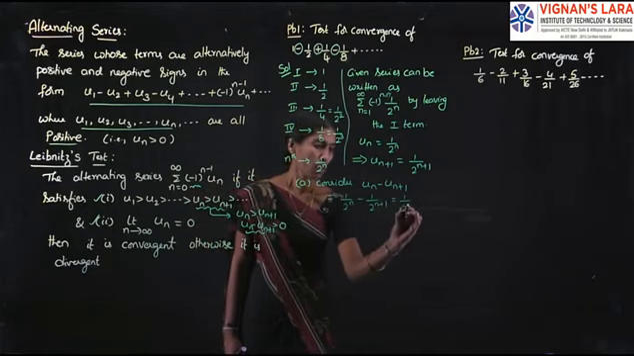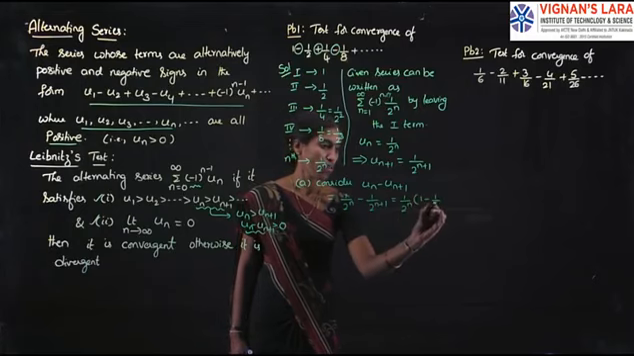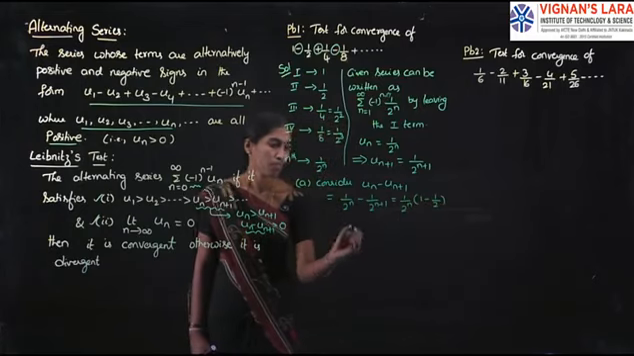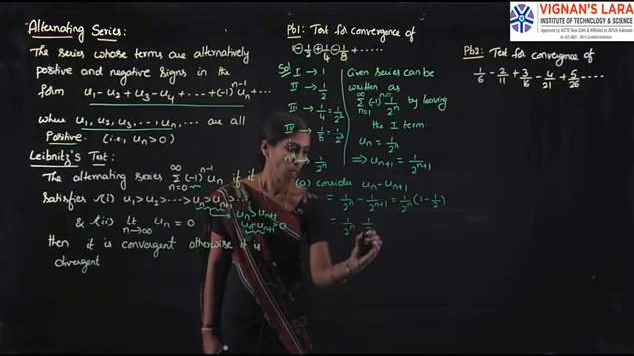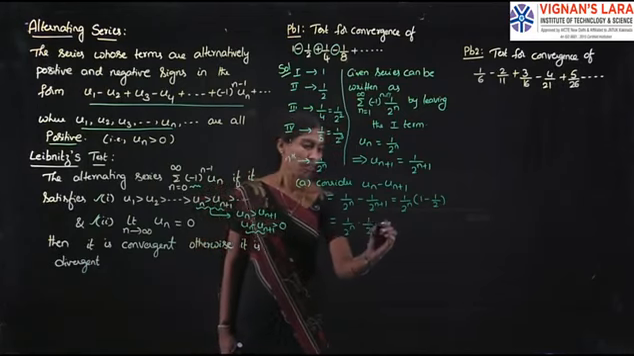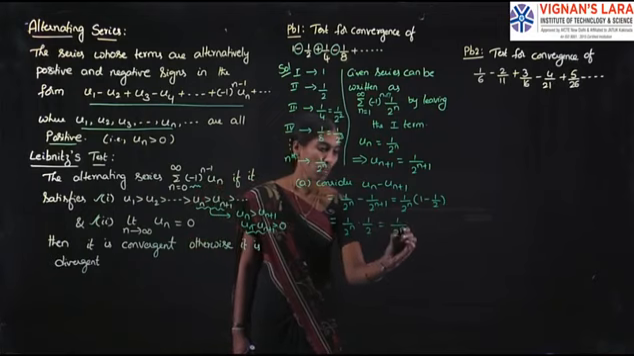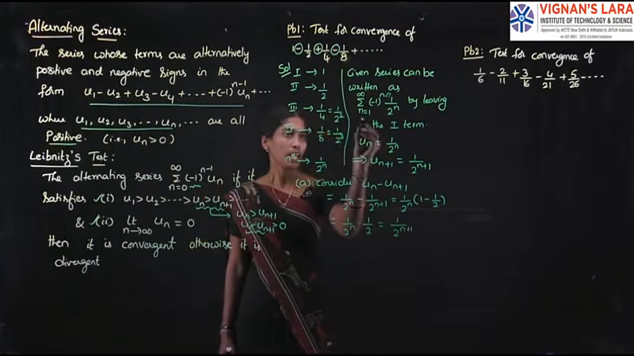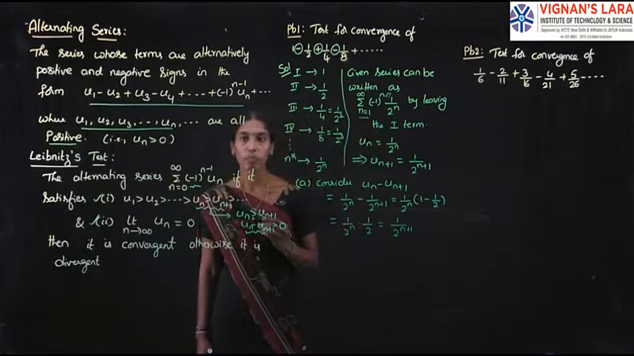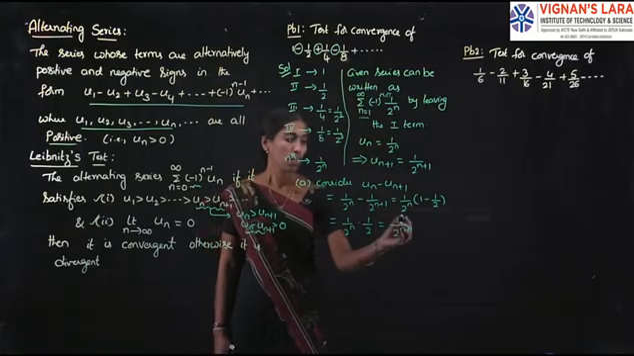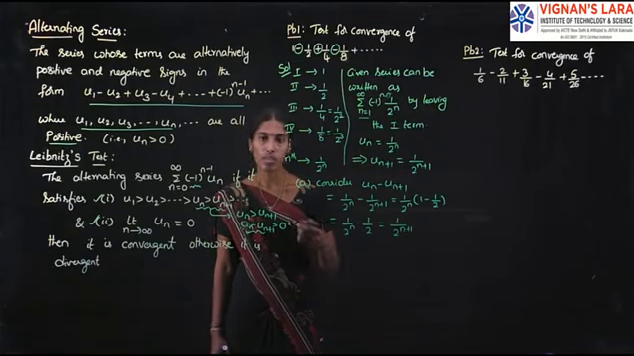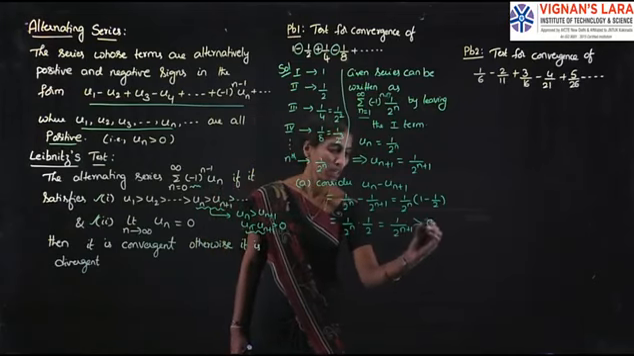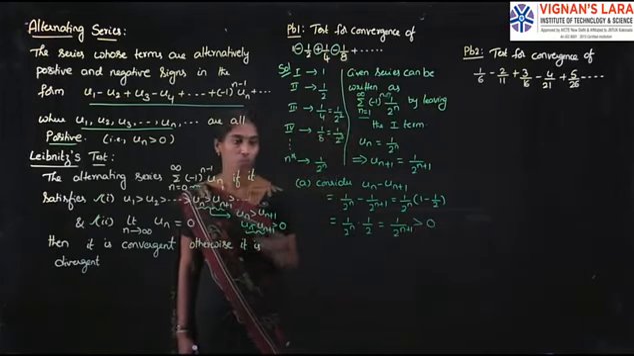Taking common 1 by 2 power n, the remaining is 1 minus half. It is 1 by 2 power n into 1 by 2, which is 1 by 2 power n plus 1. Here n starts with 1, that means it is a positive number. 2 power n plus 1 is also positive. 1 by a positive value is positive. Clearly it is greater than 0.